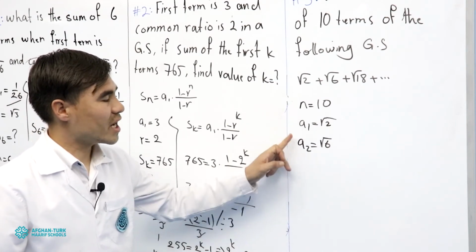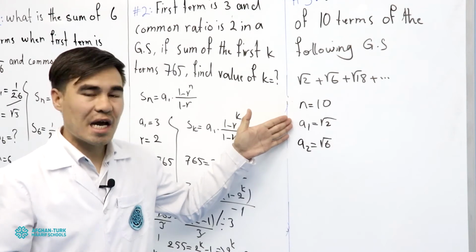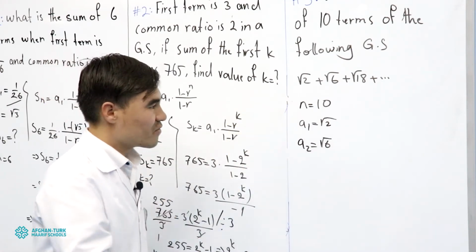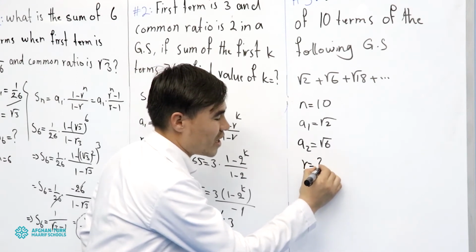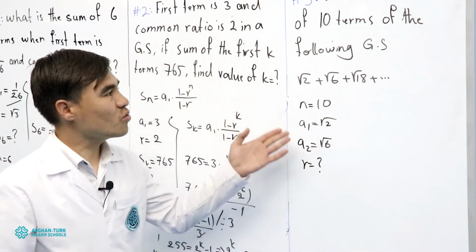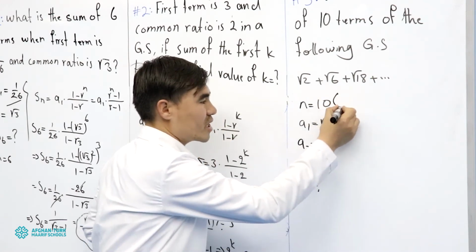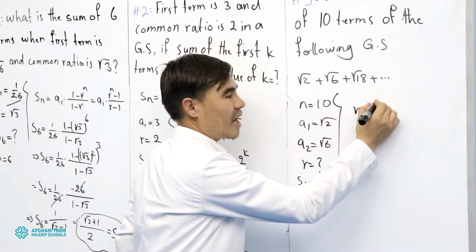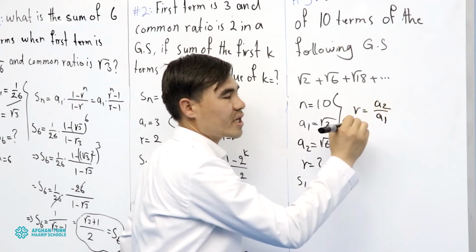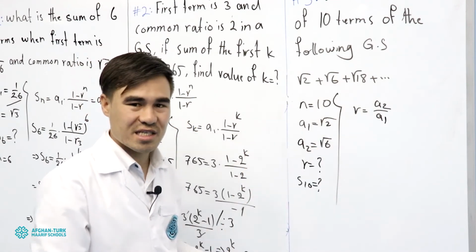And the second term is equal with square root of 6. Why did I write the second term in the example? Because I must find the common ratio here. For this reason, it is necessary to find it. First, we must find the common ratio. Then we must find S10. The common ratio is equal with A2 over A1, every time in geometric sequences, which we have studied in the last lessons.